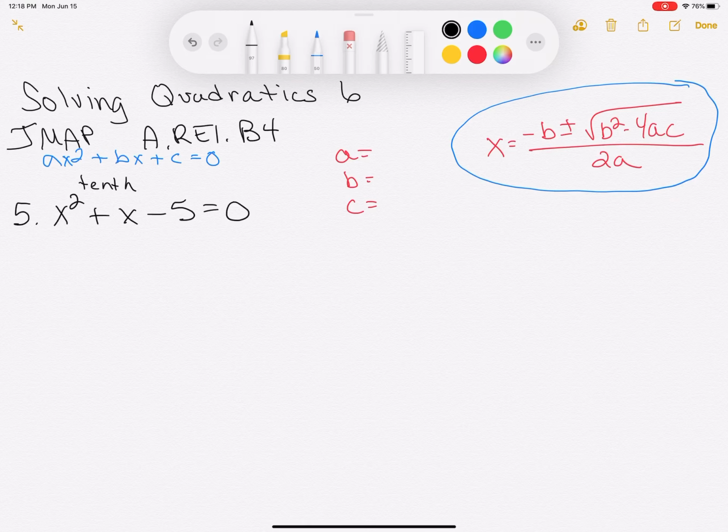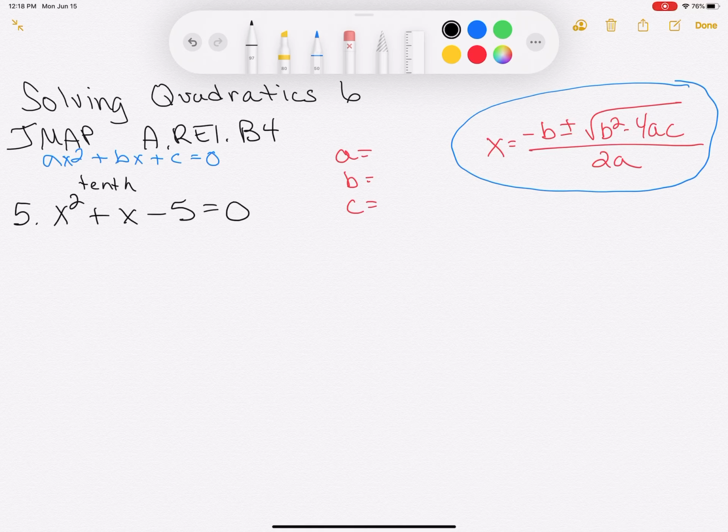Okay, so this is our last video on solving quadratic equations using the quadratic formula. And I'm working from the JMAP Solving Quadratics 6 worksheet. This is number 5. And in this problem, they're asking us to round to the nearest tenth.